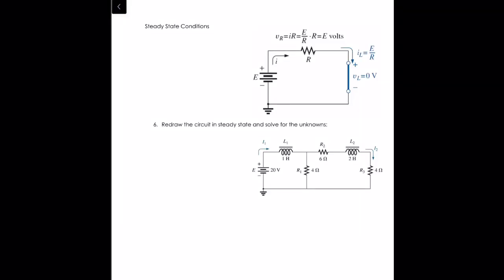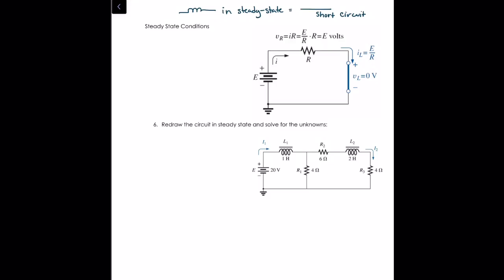The inductor is an energy storage device. Once we get past the storage phase, the inductor actually looks like a short circuit. So the inductor in steady state, meaning nothing in the circuit is changing anymore, equals a short circuit. Okay, you can just replace it with a wire to do your circuit analysis.